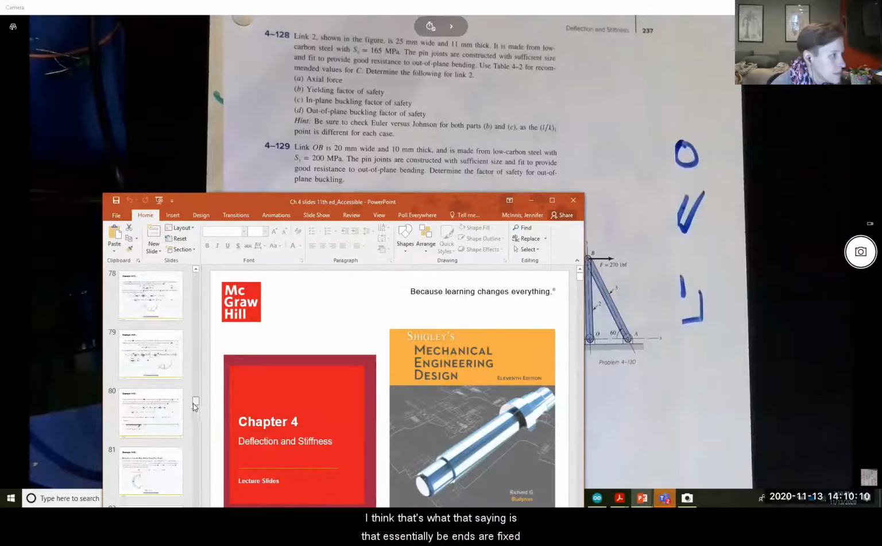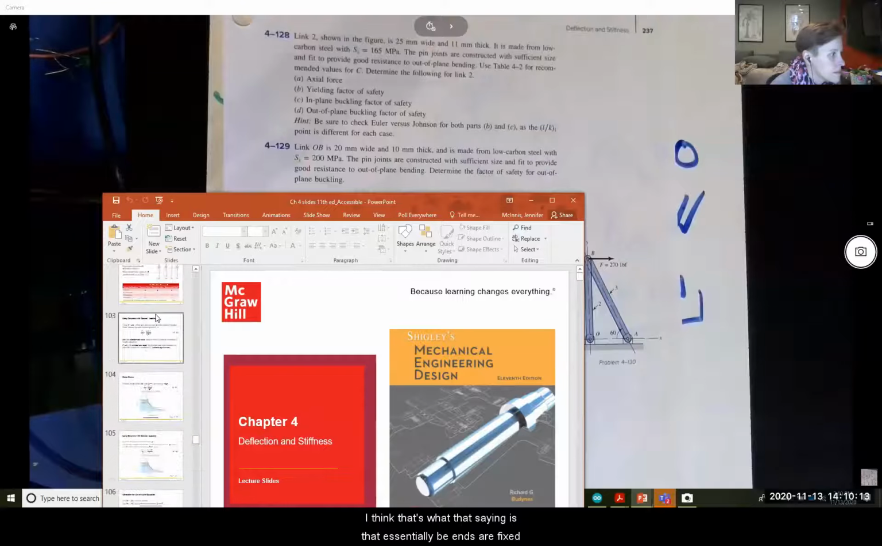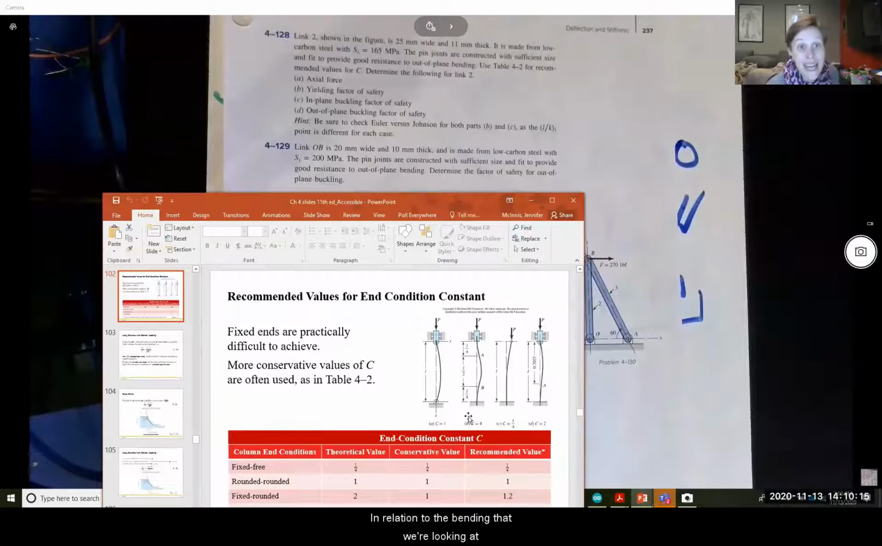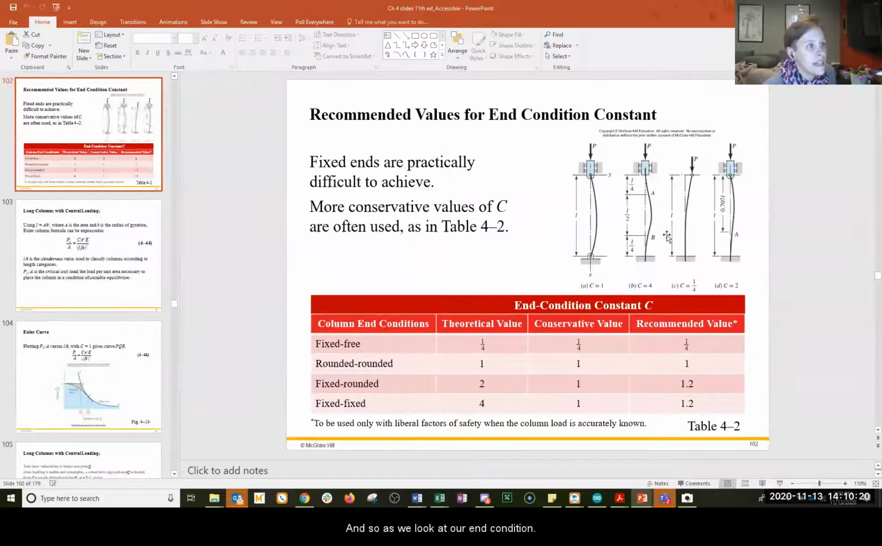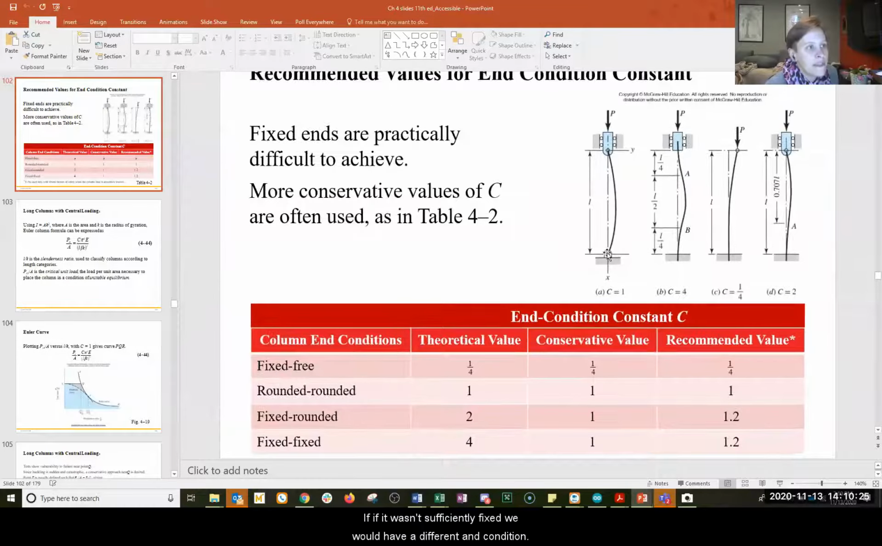I think that what that's saying is that essentially the ends are, quote, fixed in relation to the bending that we're looking at. Exactly. And so as we look at our end conditions, if it wasn't sufficiently fixed, we would have a different end condition constant than if we could assume it was fixed at both ends. Fixed gives me a recommended C value of 1.2, and so we'll go ahead and use that. Any questions there?